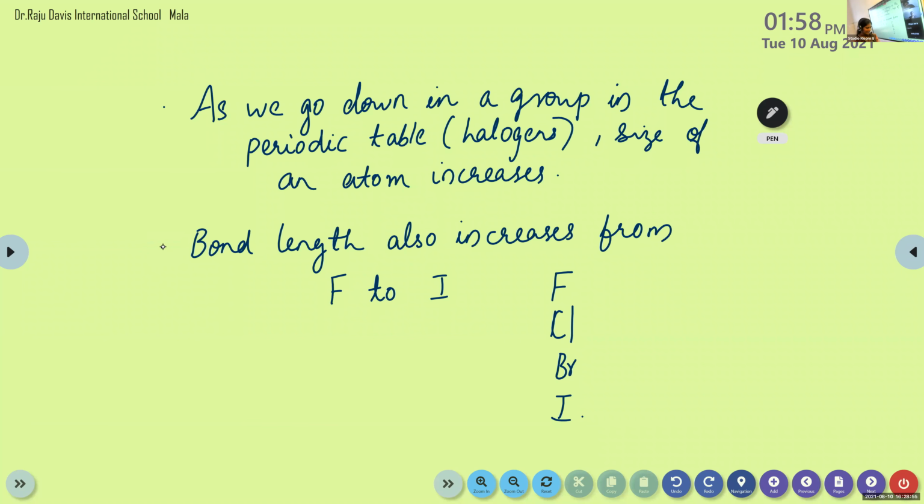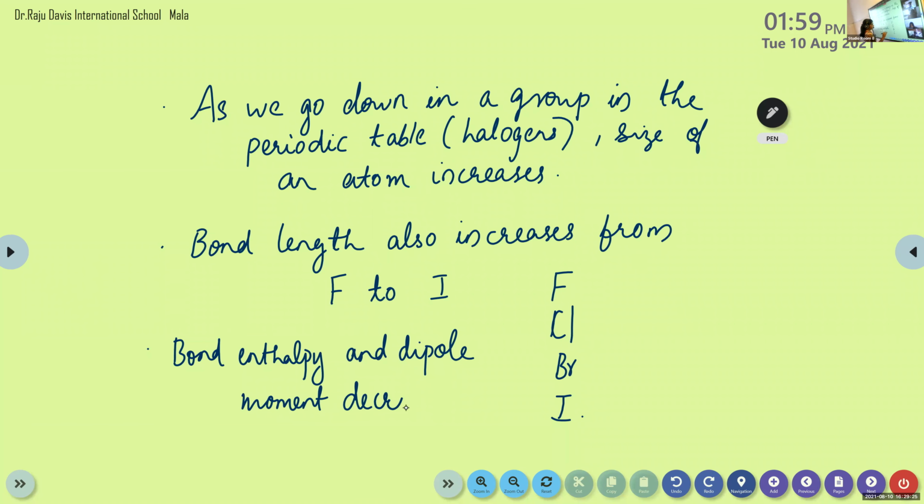Then the bond enthalpy and the dipole moment are inversely proportional to bond length. That means when bond length increases, bond enthalpy and dipole moment decrease. So you can also write: bond enthalpy, that means the bond energy required for the formation or breaking of a bond, and dipole moment decrease down a group. Okay.